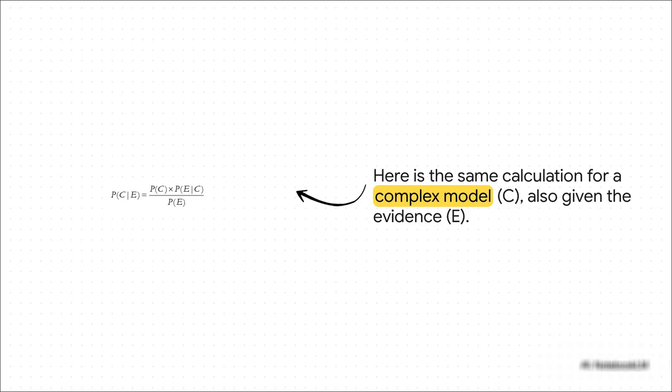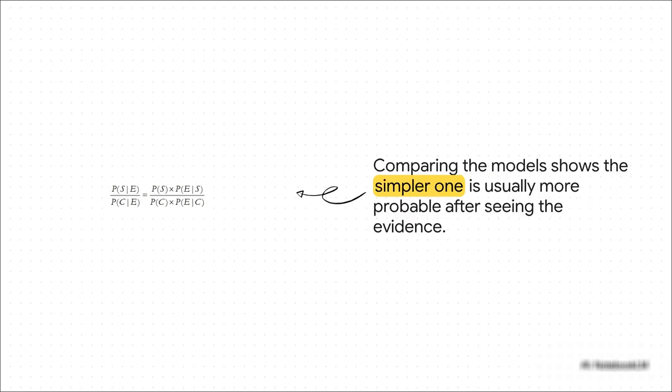The equations look pretty similar, but the real magic happens when we actually compare them. Here's why the simpler theory wins. Because it's less flexible, it basically stuck its neck out. It made a very specific, very risky prediction, compatible with only a tiny slice of all possible outcomes. So when the evidence actually lands in that tiny slice, whoa, the simple theory gets this massive boost in credibility.